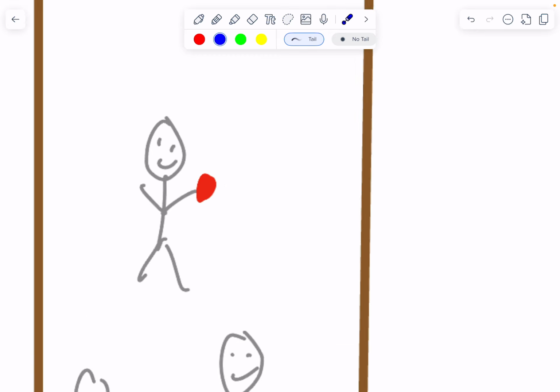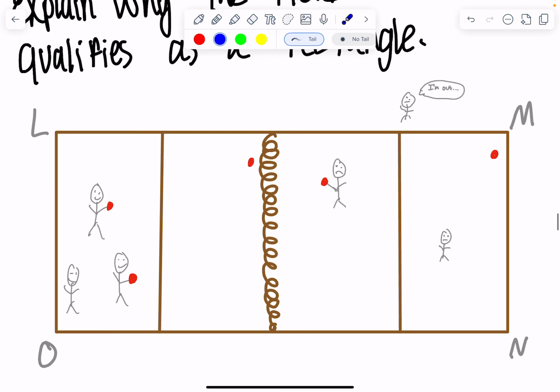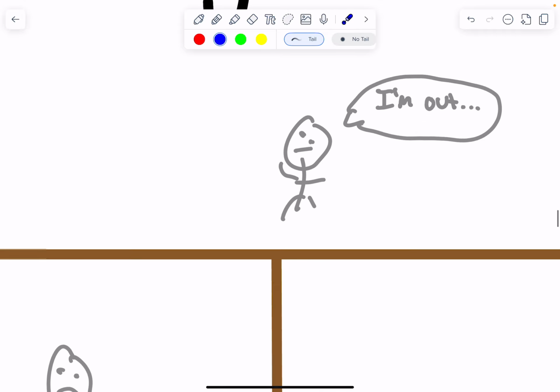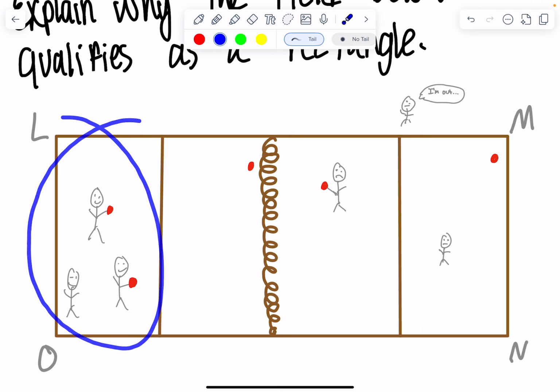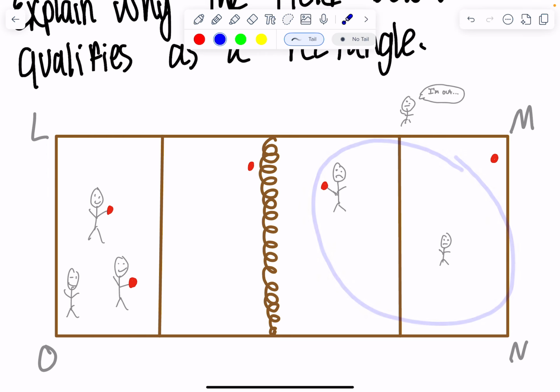I'm probably back over here. I would never get out in dodgeball. One of y'all got out, so that's kind of embarrassing. And it looks like the team on the left is going to be the team on the right. We've got a couple dodgeballs sitting around. So, yeah, not a good day to be a dodgeball.